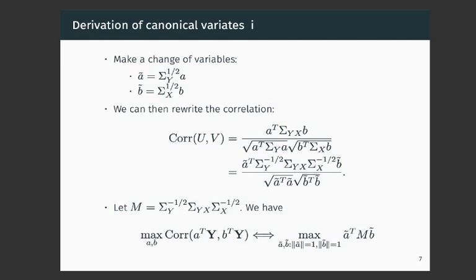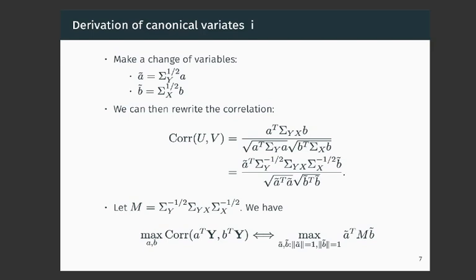So first we make a change of variable, and so we replace a by a tilde, where we define a tilde as the square root of sigma y times a. And similarly for b tilde, which is sigma x to the 1/2 times b. And so when we do this change of variables, we can now rewrite the correlation as follows. So now the correlation between u and v is a tilde transpose times sigma y to the negative 1/2 times sigma yx times sigma x to the negative 1/2 times b tilde, divided by the square root of the inner products of a tilde with itself and b tilde with itself.